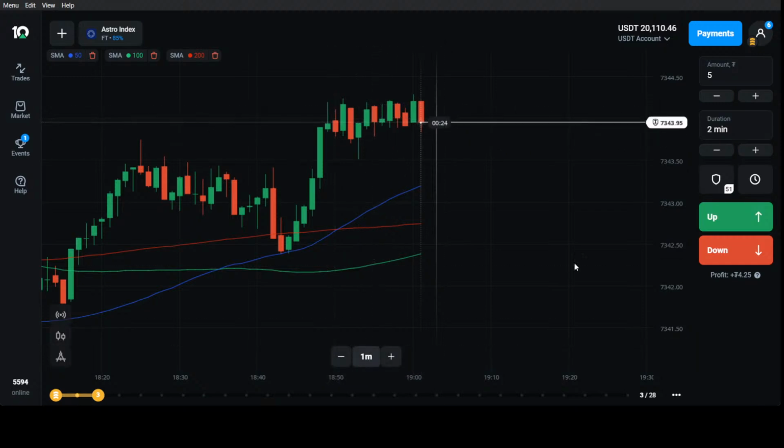With a 1 minute chart time frame, my trade time will be 2 to 3 minutes. If my graph time frame is 5 minutes, my trade time would be 10 to 15 minutes.